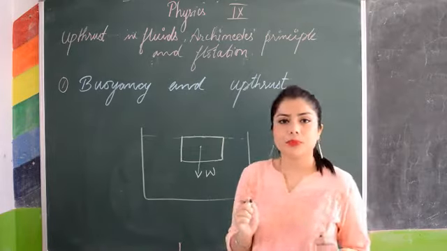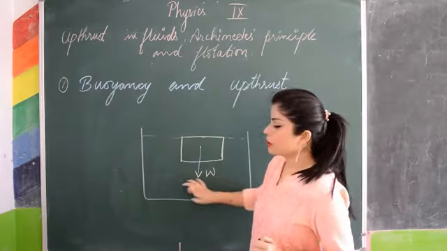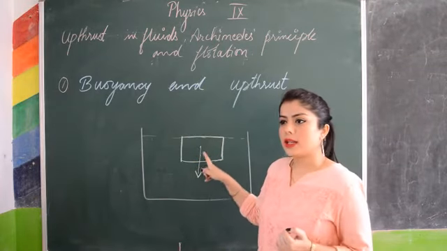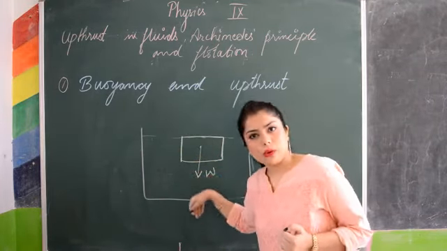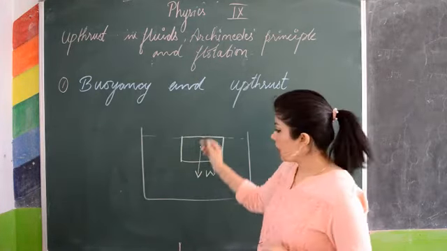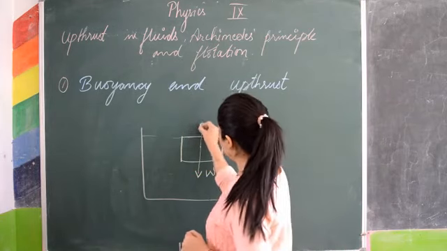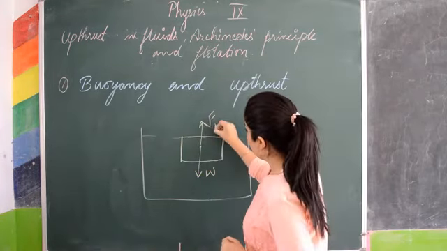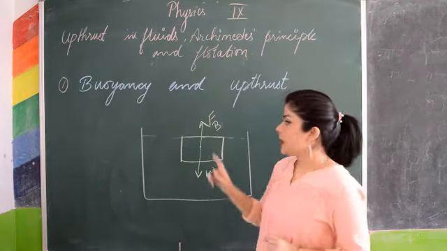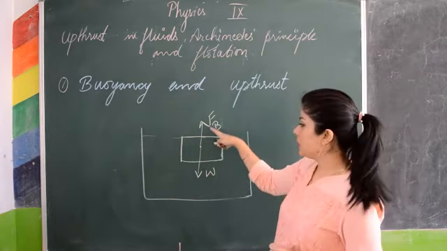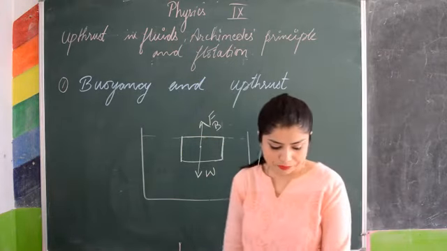Second one is, this liquid over here, this water, will exert a force in the upward direction so that this object does not go inside. That force applied by the liquid in the upward direction is known as buoyant force. It is denoted by FB. This B is for buoyant force.